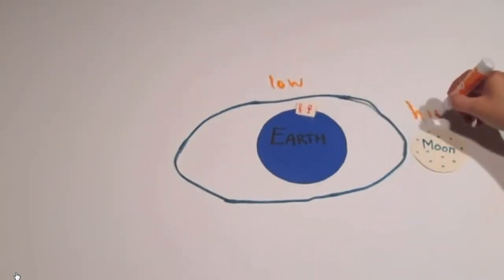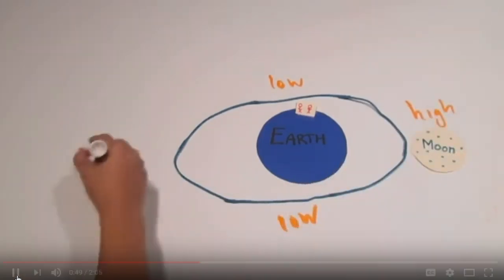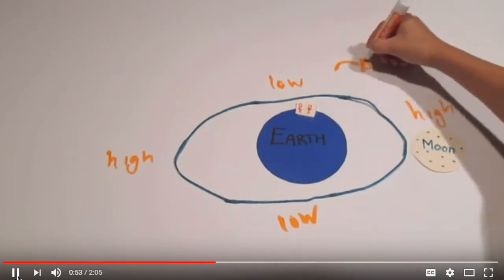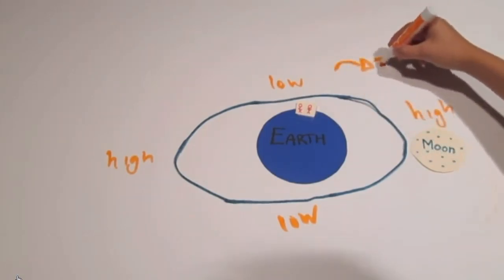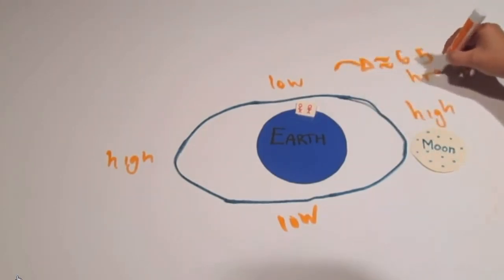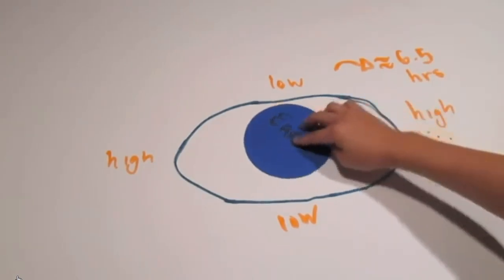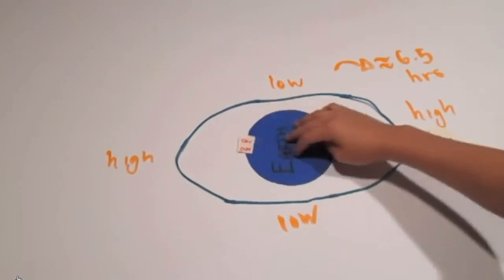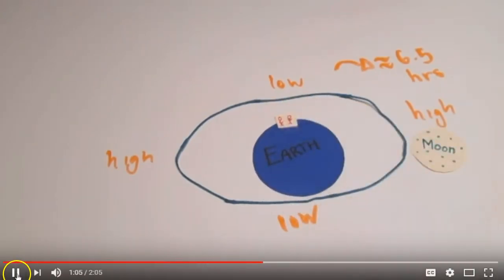This creates two different types of tides, low tide and high tide. Each turn is approximately 6.5 hours until there is a different type of tide. As the Earth rotates, we will be seeing high tide here, low tide here, high tide here, and low tide here. So being as there's about 6.5 hours difference from low tide to high tide, how many hours would it be from high tide to high tide?